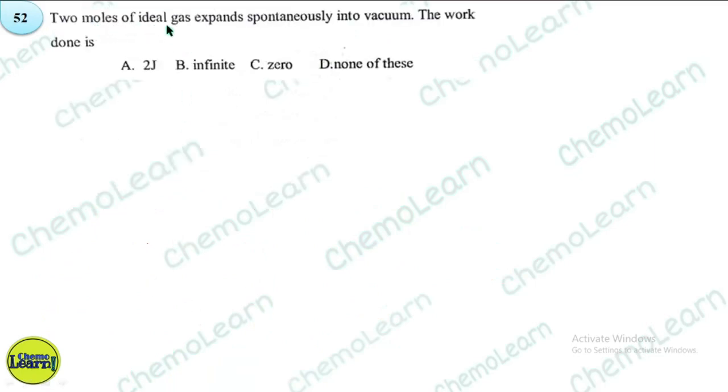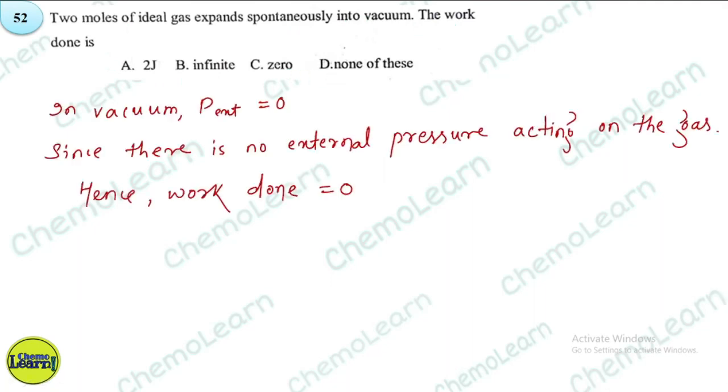Question number 52. 2 moles of ideal gas expand spontaneously into vacuum. The work done is 2 joule, infinite, 0, or none of these. Look, this is from thermodynamics. So in vacuum, external pressure is equal to 0. So there is no external pressure acting on the gas. Work done W equals P into dV. Work done will be equal to 0.